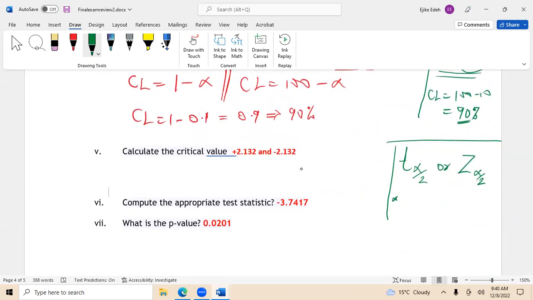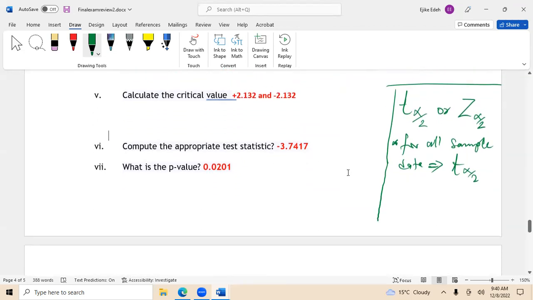So let me note here that for all sample data, just go ahead and use T alpha over 2, right? Some other textbooks will have some other rule like 30, if it's up to 30 or if it's not, but we're not using that here, right? Because in reality, we don't really pay attention to that. So whenever you're given sample data, you know your critical value should be a T alpha over 2.